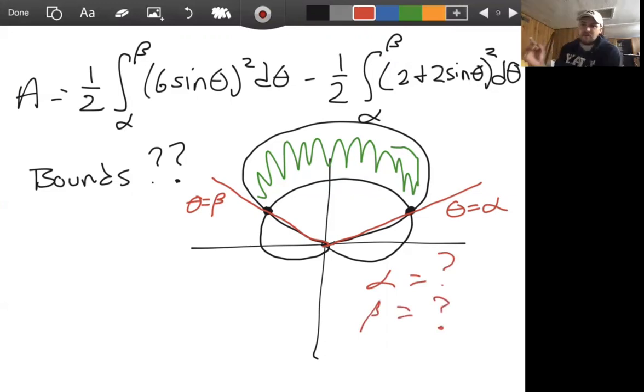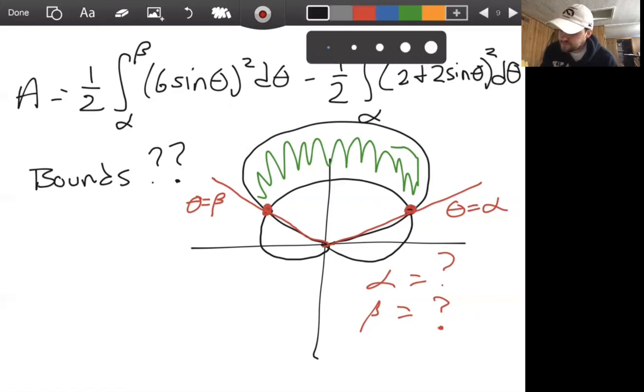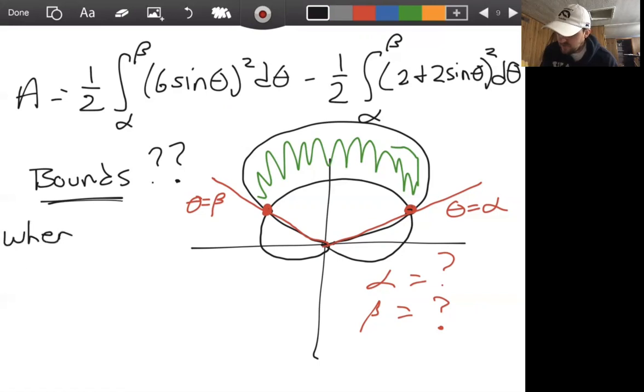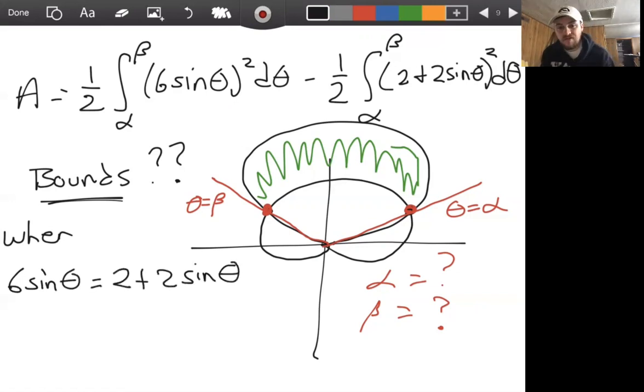Well, if there is an intersection point on the graph, that means the curves are taking the same values at these points. So what does that mean? It means the functions are equal. So the bounds can be found when the functions are equal. So we have 6 sine theta is equal to 2 plus 2 sine theta. And here's how we find the bounds. Now you just solve for theta, right?